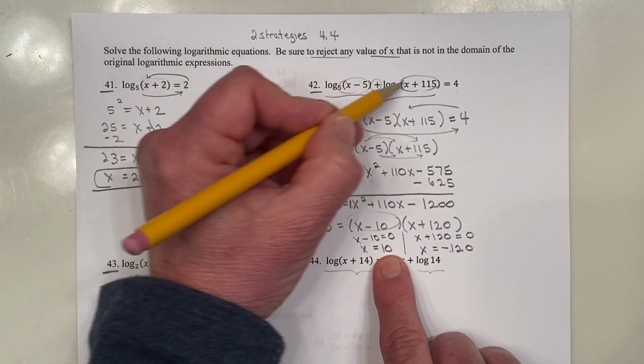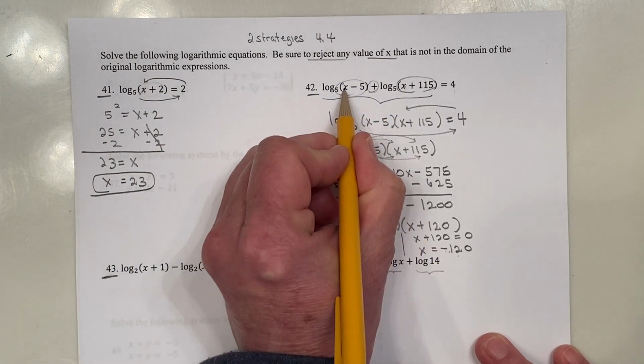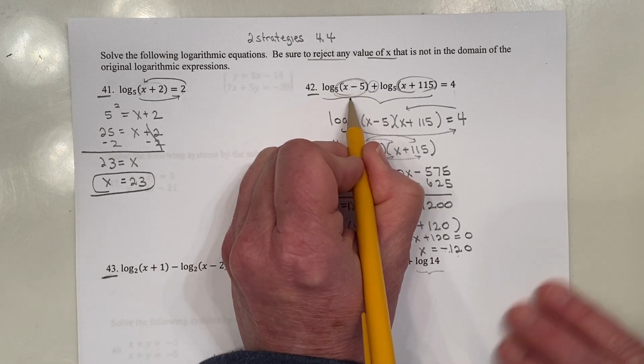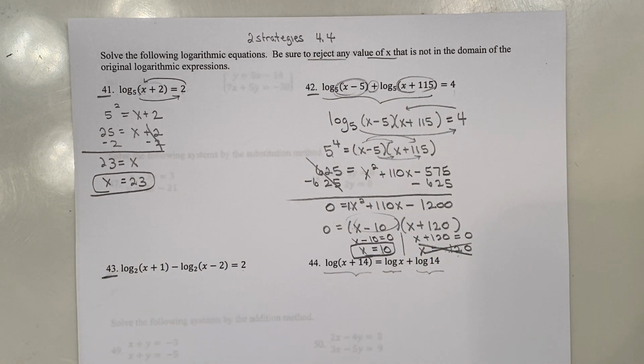So plug in 10 here and 10 here. 10's a good solution. If you plug in negative 120, this will result in a negative number. So that's extraneous is what we call that. So we only have one solution.